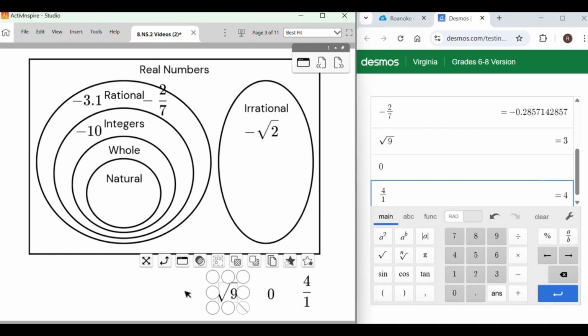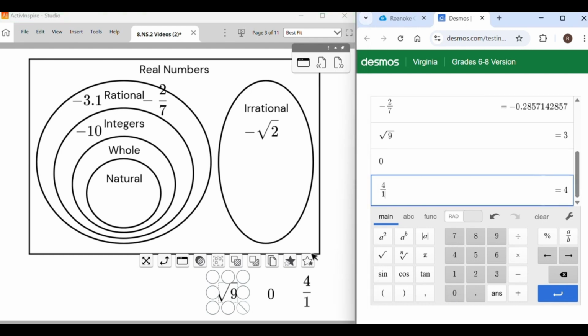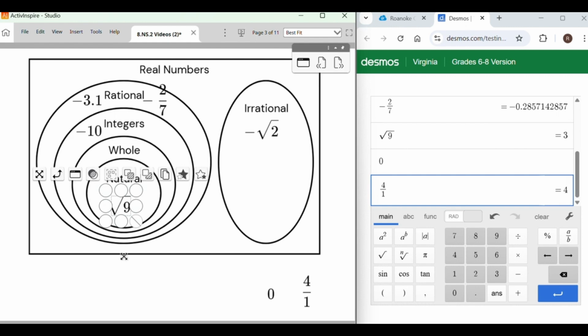Next, we put in the square root of 9, and it becomes 3. So 3 is a number we learn when we are little bitty, when we are counting tacos. 1 taco, 2 tacos, 3 tacos. Maybe you're counting goldfish crackers, but I'm counting tacos. Then we have a 0. The 0 only can go in one place, and that is whole.